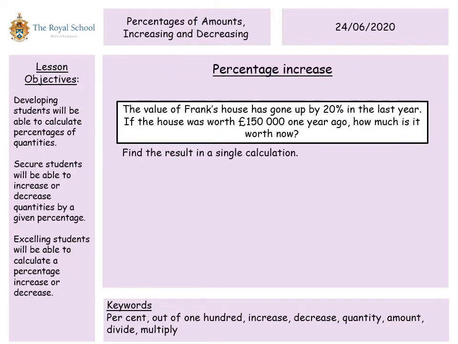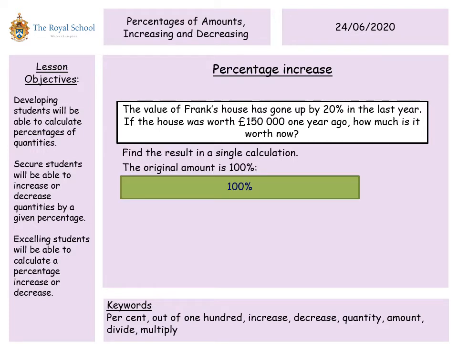So we're going to move on to percentage increases. Now, here we've got the value of Frank's house has gone up by 20% in the last year. If the house was worth £150,000 1 year ago, how much is it worth now? Find the result in a single calculation. The single calculation part is going to be quite useful here. I prefer people to move away from the sort of long-winded working out that we've got. And if we can do these single calculations, as I said, all this is really prep for our more complicated percentages. Now, we can show this as a visual representation first.